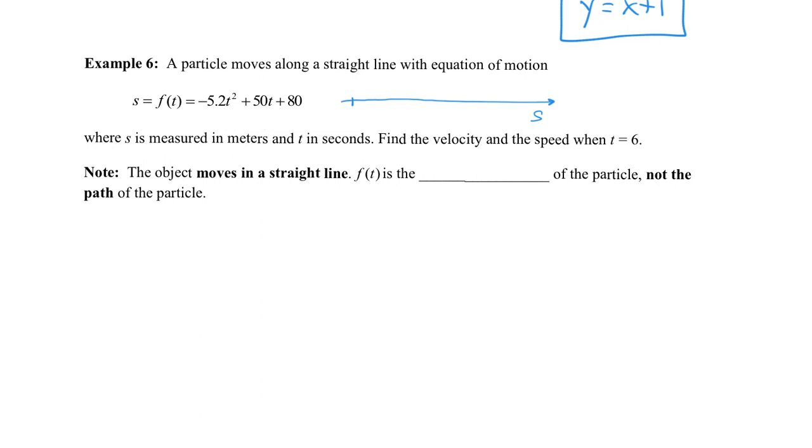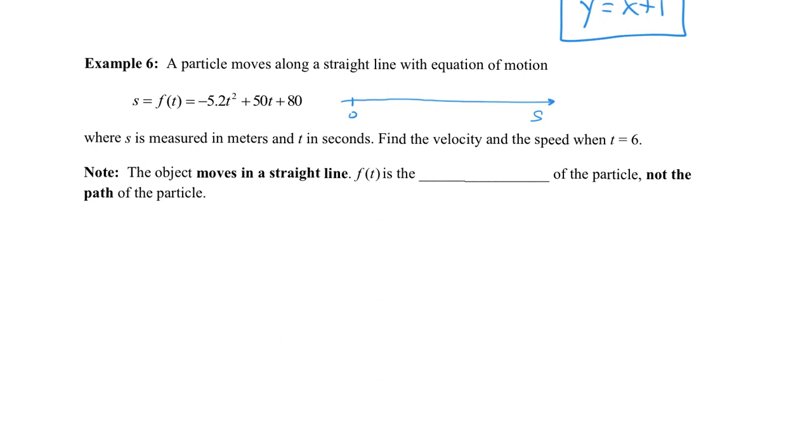So it's important to know this is not the path of the particle, right? The particle is not following some path of some parabola opening down. This just tells the position of the particle. So when time is 0, the position is 80. So this is 80 over here, and it's measured in meters. So if we have some origin, let's say this is the origin here. Let's say this is at location 0.